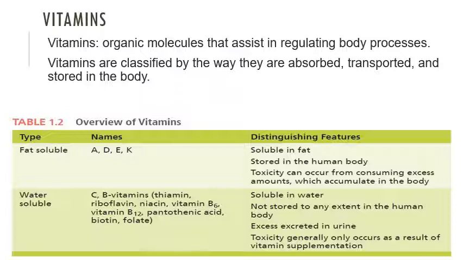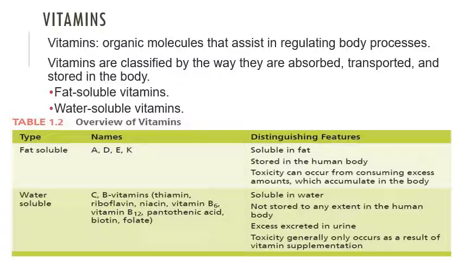Carbon, the letter C, carbon. They all have carbon, which makes them organic molecules. Vitamins are classified by the way they are absorbed, transported, and stored in the body. So let's take a look at the fat-soluble vitamins and the water-soluble vitamins. Fat-soluble vitamins are A, D, E, and K. Water-soluble vitamins are the C and the B vitamins.